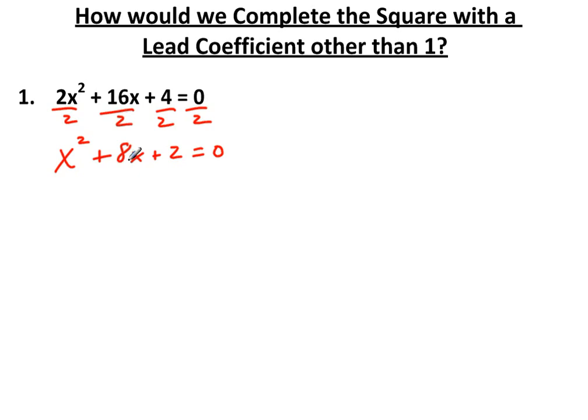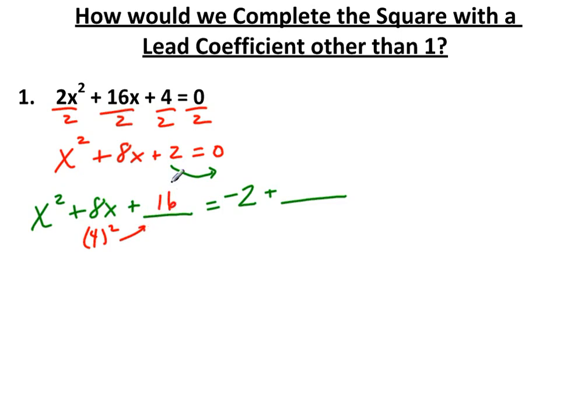First thing I want to do, half of 8 is 4, 4 squared is 16, so I know that this number should be on the other side. So I'm going to get x squared plus 8x plus blank equals, make sure when you move something to the other side you change the sign, so negative 2 plus blank. Okay. Half of 8 is 4, 4 squared is 16. If I add 16 to one side, I have to add it to the other.